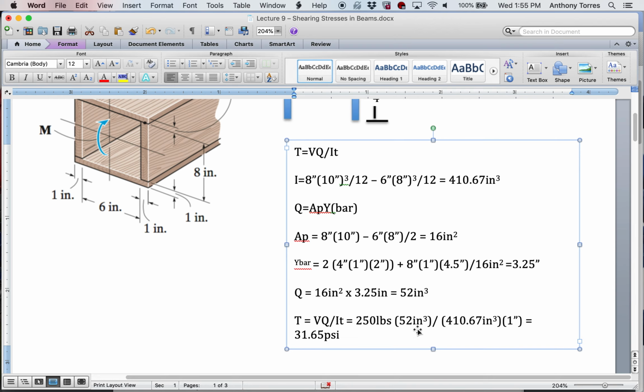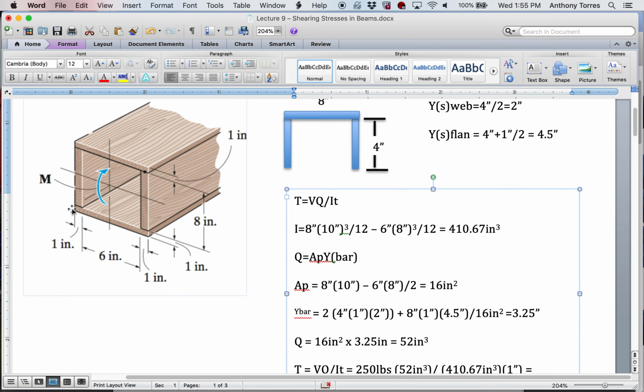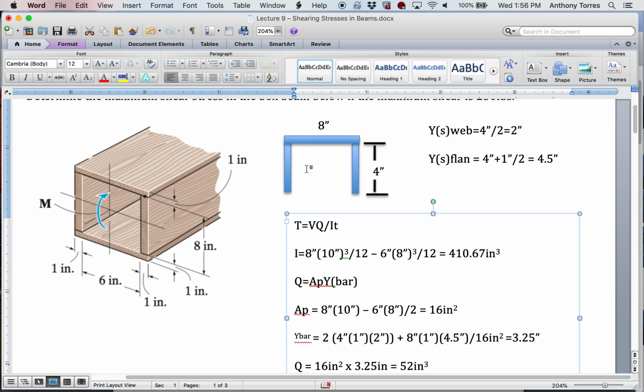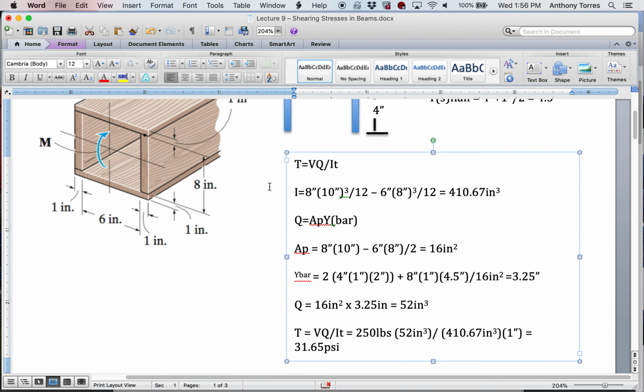There we go. That's how we solve this problem. Again, I'll reiterate that the trick is to consider the half of this for figuring out what Q is. And I drew myself a nice little picture to make it easier to explain to you guys as well. Okay, so that is the first example problem. I'll break these videos up into multiple example problems. So that's it for now.